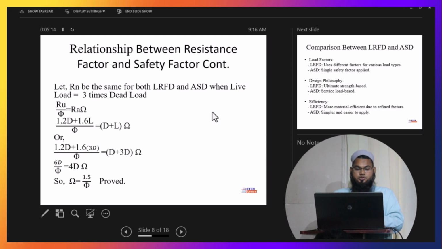And it continues: 1.2 dead load plus 1.6 live load, divided by the resistance factor for LRFD, equals dead and live load times the safety factor for the ASD method.